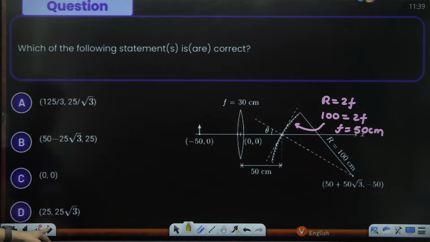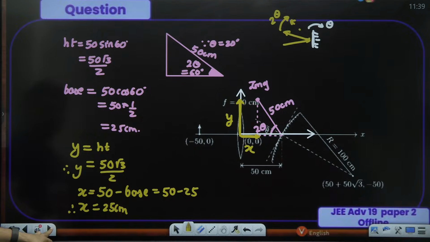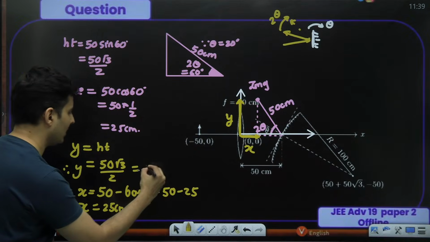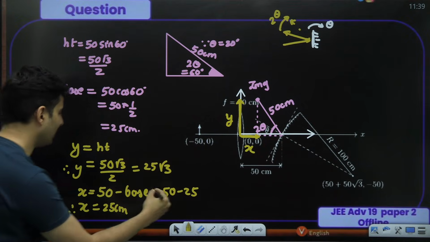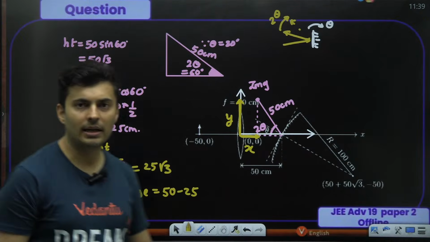Just check it out. Yeah, 50 root 3 by 2, I think I can just put it as 25 root 3. Perfect. So I think we have got the answer: 25 and 25 root 3, which is D option. Perfect. Yeah, done and dusted.